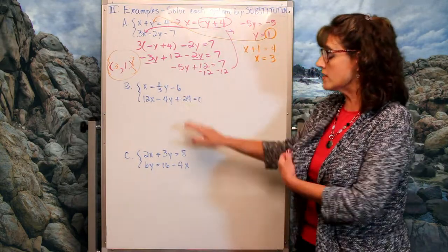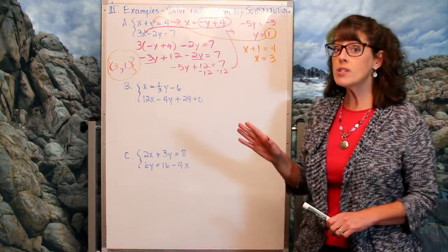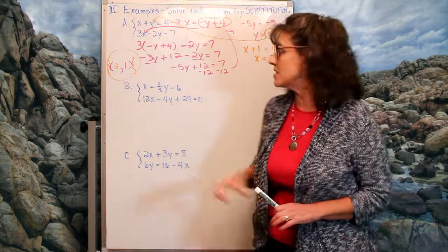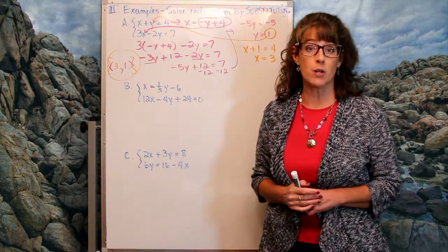So let's go with that. Let's take a look at this next example. Notice here, half of our work is done. Yes, I love it when that happens. In the top equation, one of the variables is already by itself.